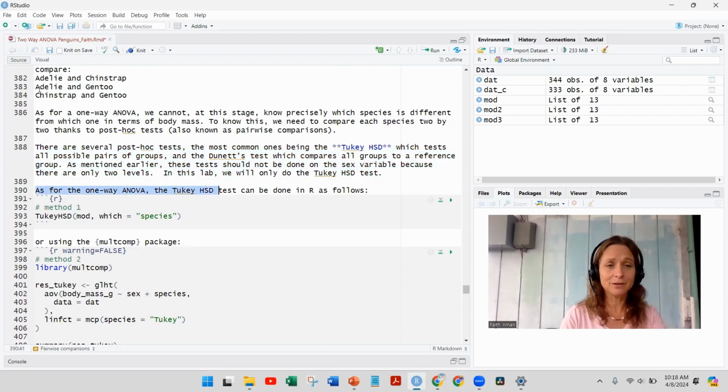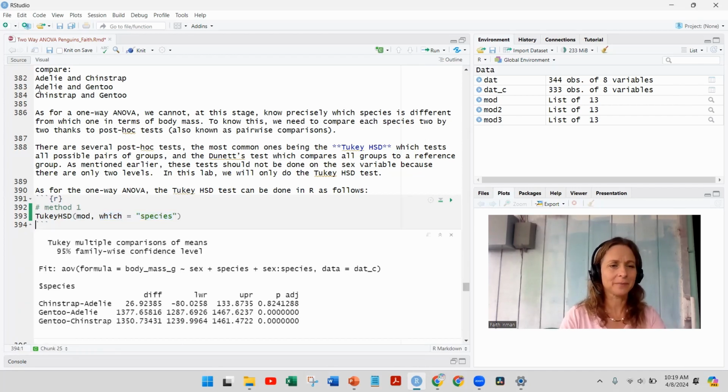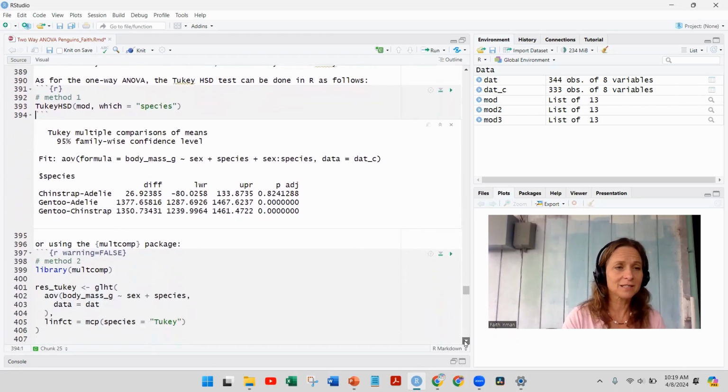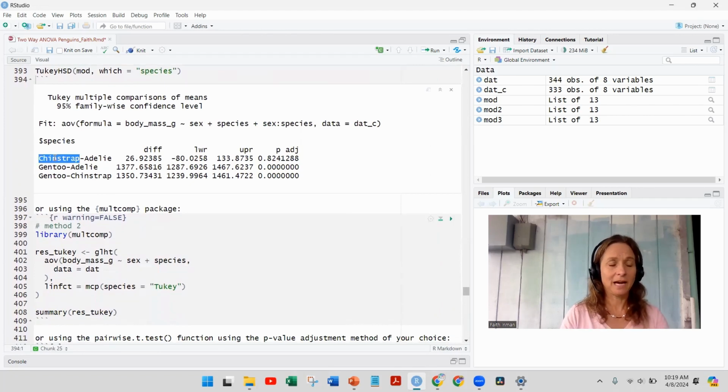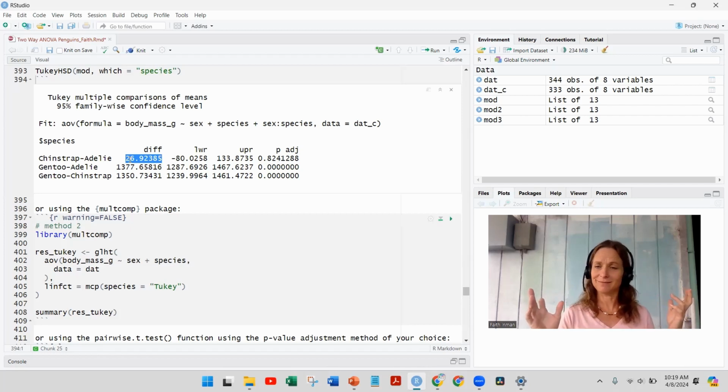As for the one-way ANOVA, the Tukey HSD test can be done in R as follows, and we've done this before, right? TukeyHSD is our function, which we run on the model where we store the results, and we say which equals species, because we only want to compare the species, not the sex. And now we can see this handy little table, which shows us that the mean of chinstrap minus the mean of Adelie is 26.92385 grams, right? That's the difference between the two of them.